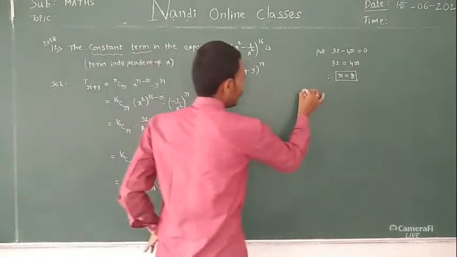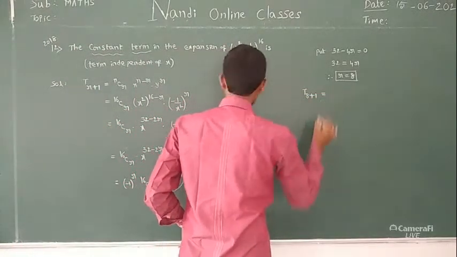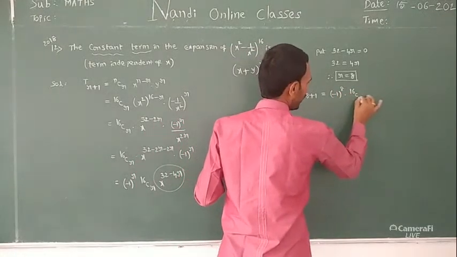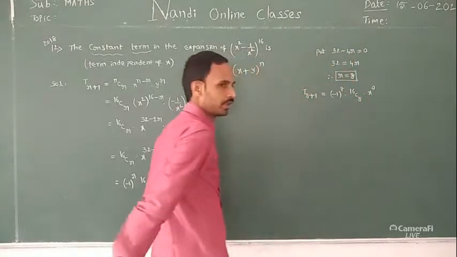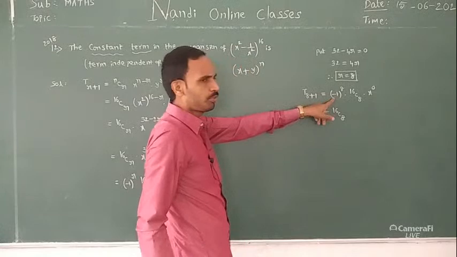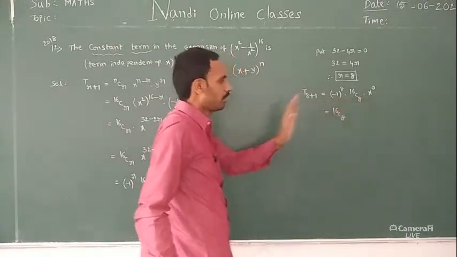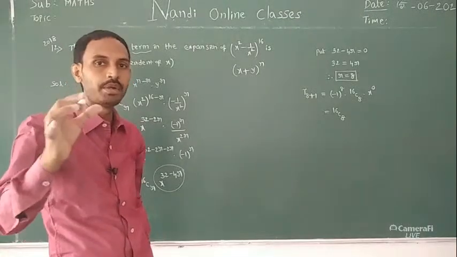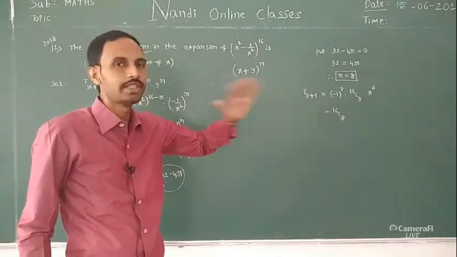So T8 plus 1 is equal to minus 1 whole power 8 into 16C8 into x power 0, which is equal to 16C8. Minus 1 whole power 8 is 1, x power 0 is 1. So that is the constant term, the term independent of x. So 16C8 is the answer.